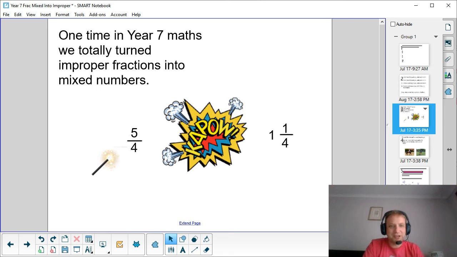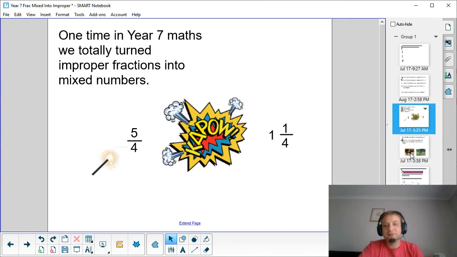Okay, so you guys should now be okay at turning your improper fractions into mixed numbers. You divide the top by the bottom, see how many wholes you get, and then have your remainder left over. So 5/4 is the same thing as 1 whole 1/4. So we've done that. You should remember that. You should have just watched that video.